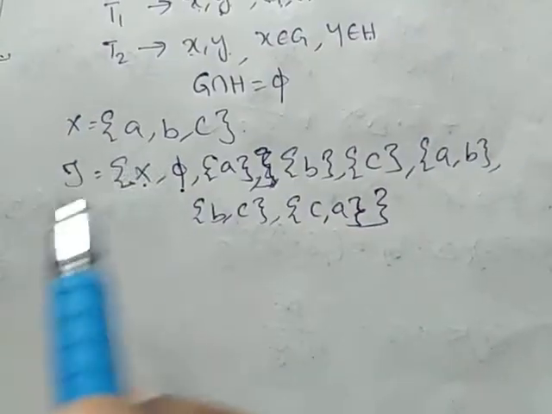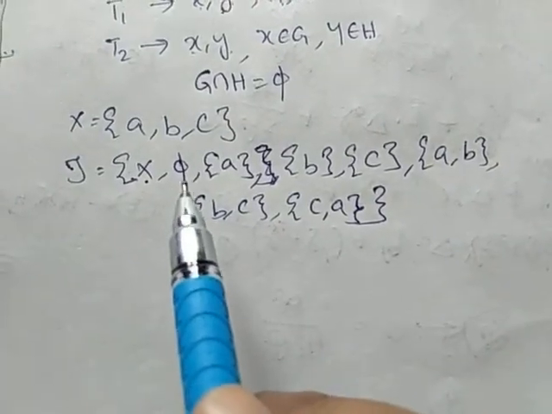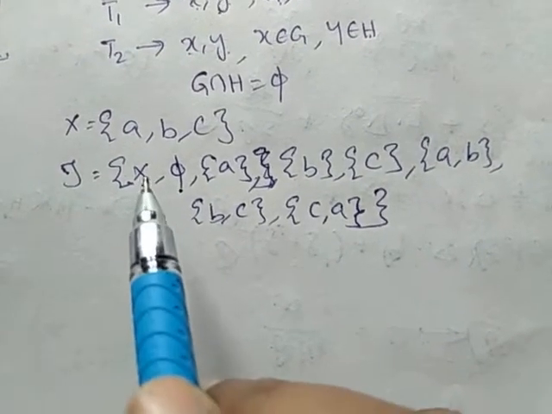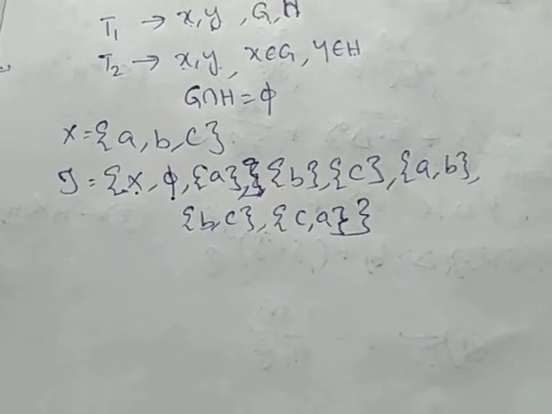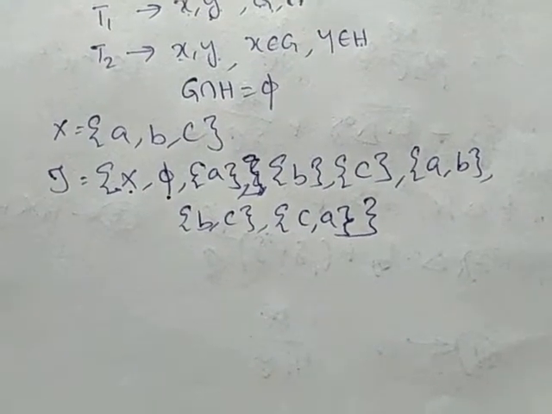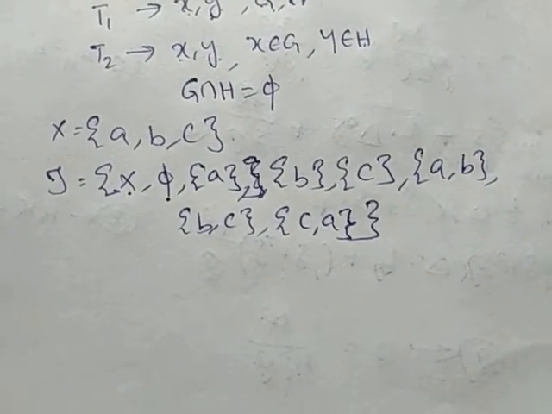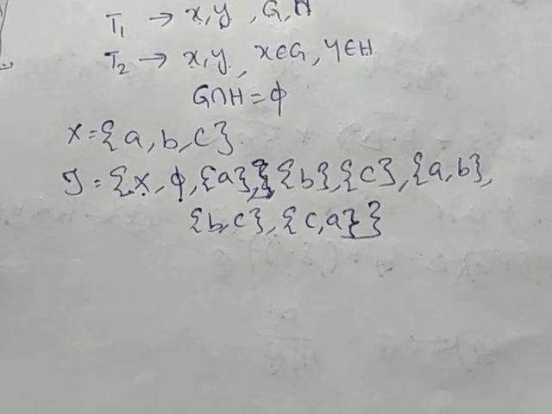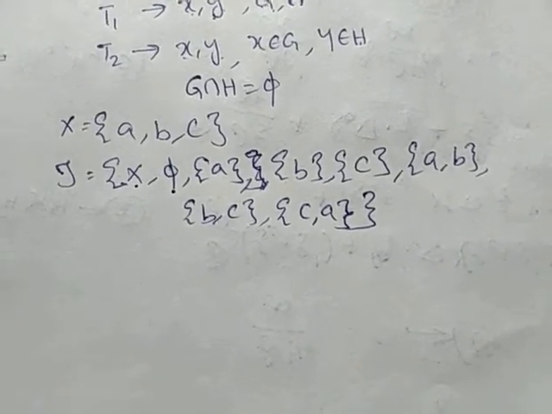So this is our topological space. Here we have the empty set belongs to tau, X belongs to tau, finite intersection and arbitrary union also belong to tau. Now we are going to check whether it is a T2 space or not.